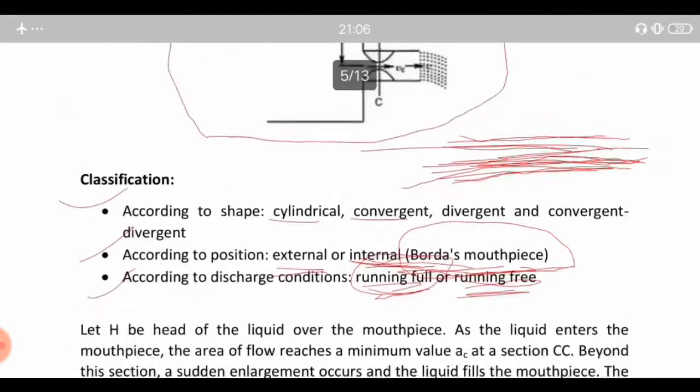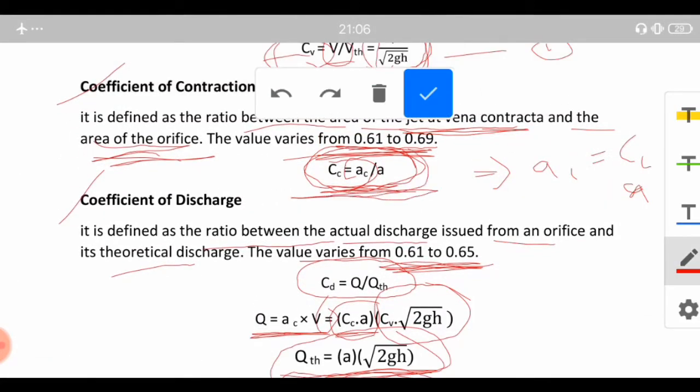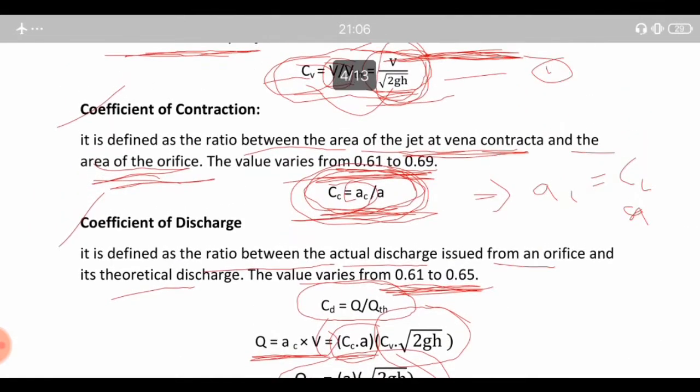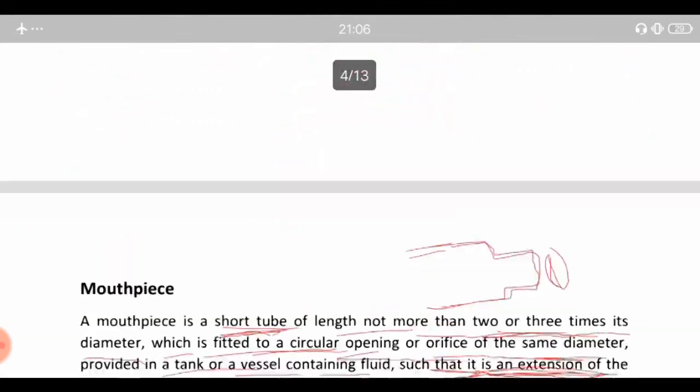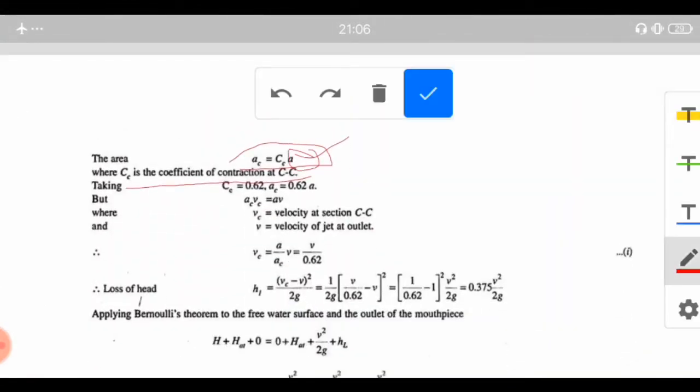We derived it over here, this relation between Cc, AC and A, where Cc is the coefficient of contraction, A is the area of the orifice. Here we will consider that this area is equal to that of the mouthpiece, because the mouthpiece is fitted with an orifice of similar diameter, and AC is the area of the vena contracta. Cc is equal to 0.62, and therefore AC, you can see, is 0.62A.